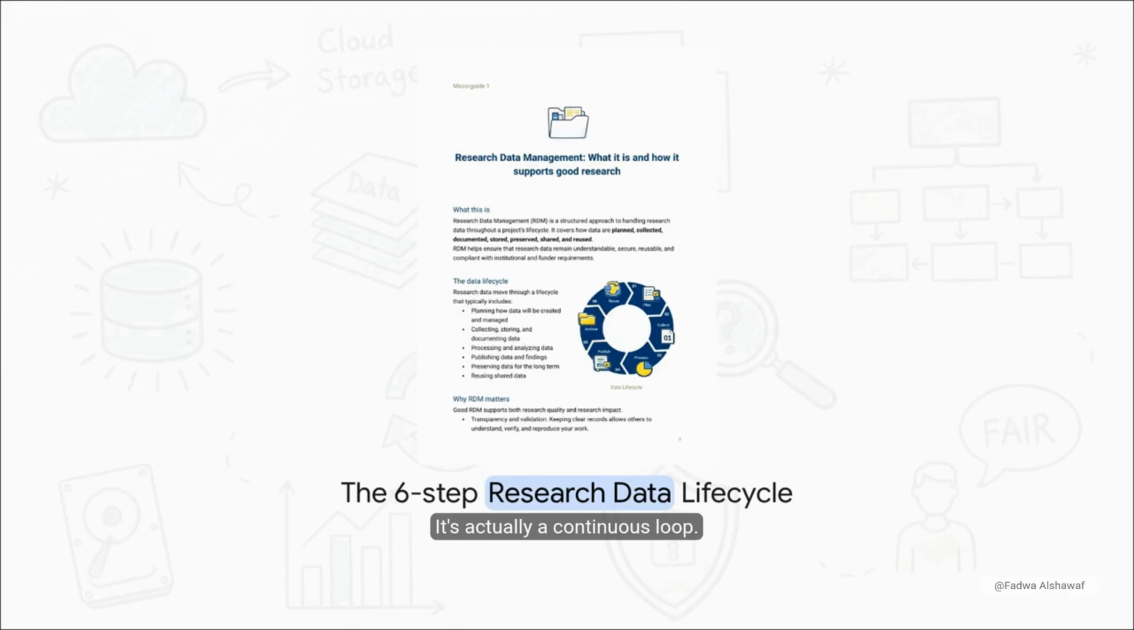It's actually a continuous loop. You start with planning, then you move on to collecting and documenting. Next comes processing and analyzing all that data, followed by publishing your findings. But hey, it doesn't stop there. The cycle continues right into long-term archiving, which ultimately allows for the reuse of that data, either by future you or by entirely different researchers. RDM just ensures that at every single one of these 6 steps, your data remains perfectly understandable, secure, and compliant.